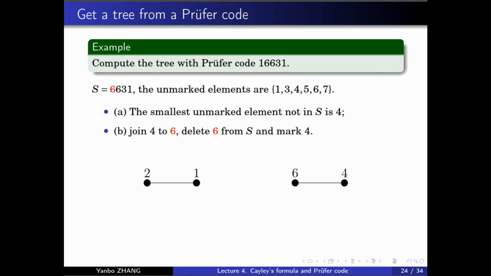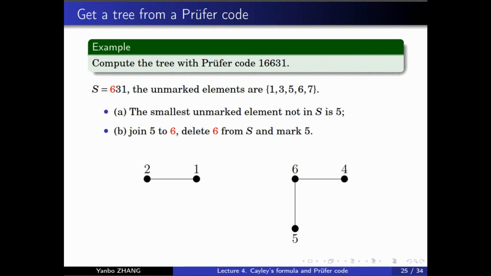Let's move on to step number 2. We look again for the smallest unmarked element not in S, which is 4. We join 4 to the first element of S, which is 6. Delete 6 from S and mark 4. So the new S should be 631. And the unmarked elements are 1, 3, 5, 6, 7. 4 has been marked.